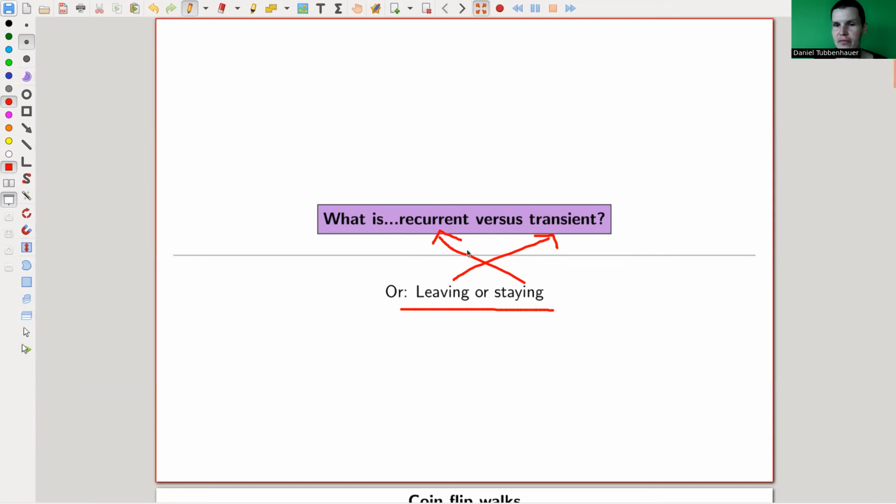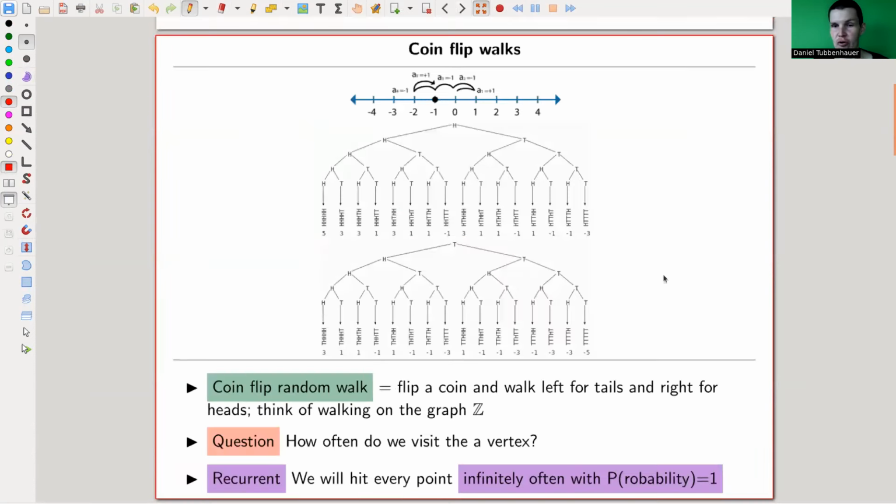It's really beautiful, and there is a lot of beautiful mathematics going on. It's kind of a mixture between combinatorics, statistics, and analysis. It's really, really beautiful. So stay with me. My first picture is a coin flip walk.